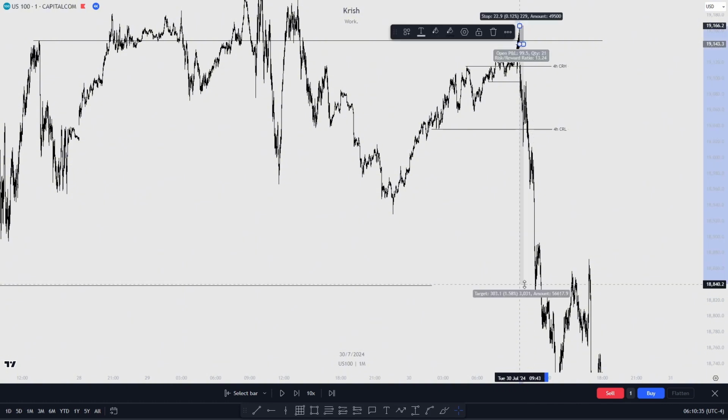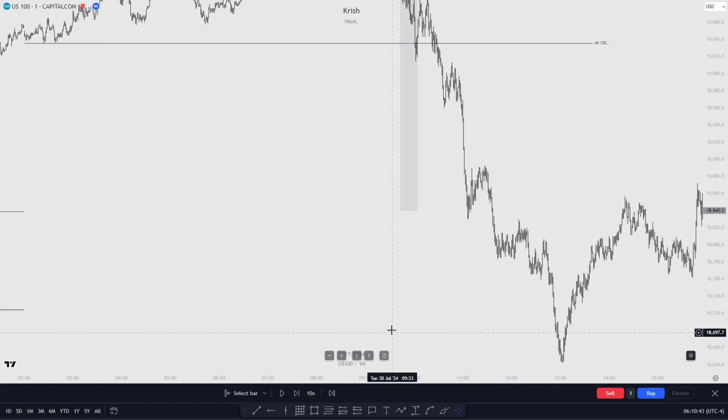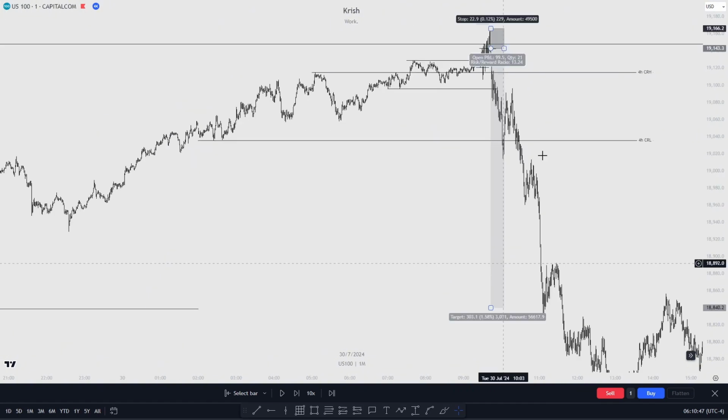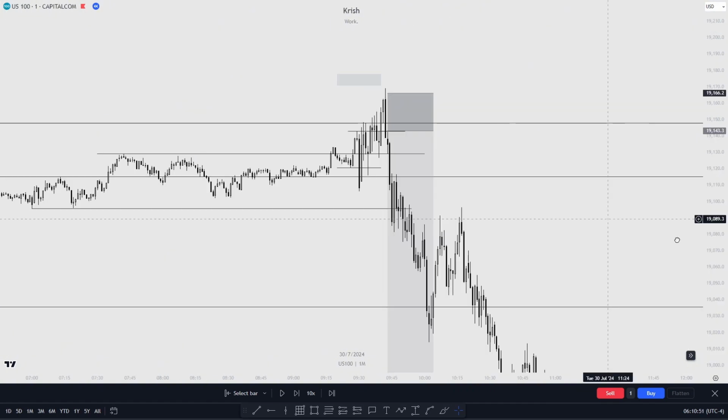which I saw some people do. And guess what this would have got you? A 13 RR trade whilst entering on the 1 minute, whilst targeting daily lows. That's how you can get lower time frame risk to target higher time frame reward.